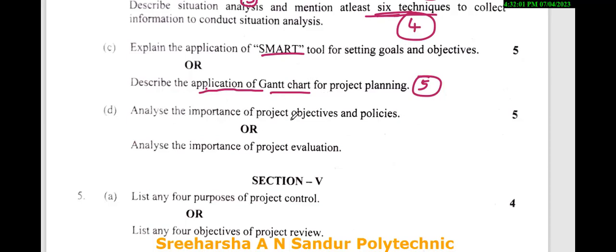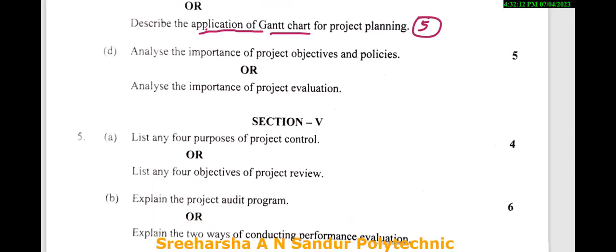Analyze the importance of project objectives and policies. Here, as it is 5 marks, you will be writing them. Analyze importance of project evaluation. This is for 5 marks, you will be writing all of them.